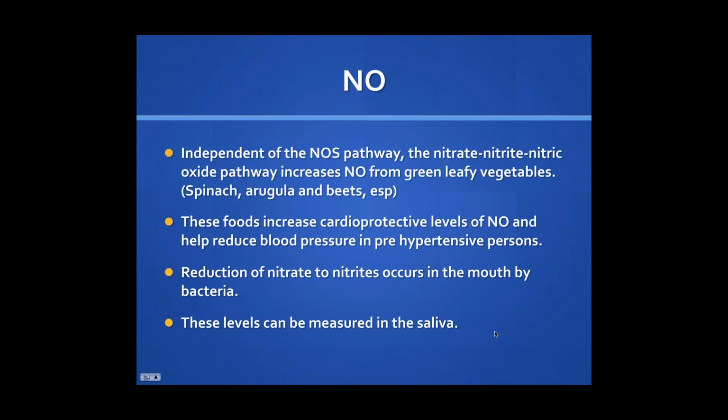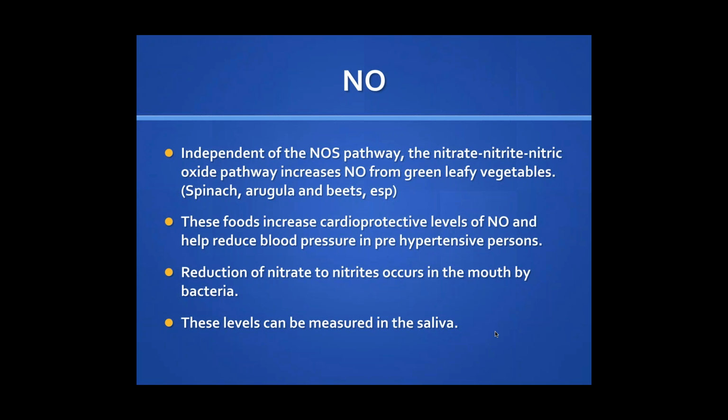Alrighty. So independent of the nitric oxide synthase pathway, the nitrate, nitrite, nitric oxide pathway increases nitric oxide from green leafy vegetables, especially spinach and arugula and beets. And the cool thing about beets especially is they have all the antioxidants in them, along with the nitrites and the nitrates. So beets will clean up the superoxide molecule and increase nitric oxide all at the same time. So these foods increase cardioprotective levels of NO and help reduce blood pressure in pre-hypertensive persons.